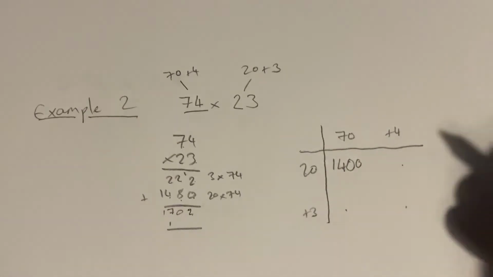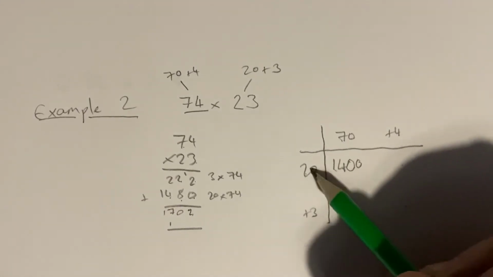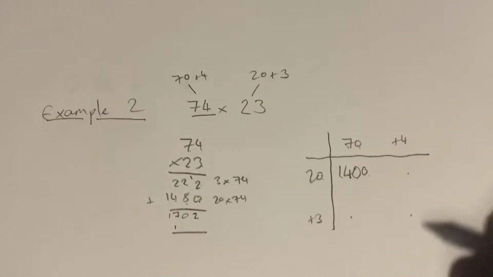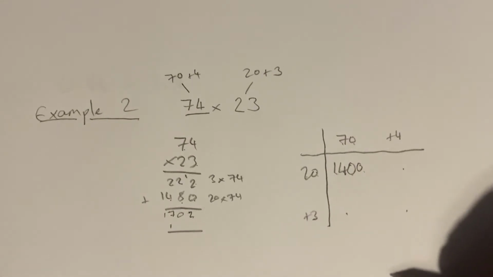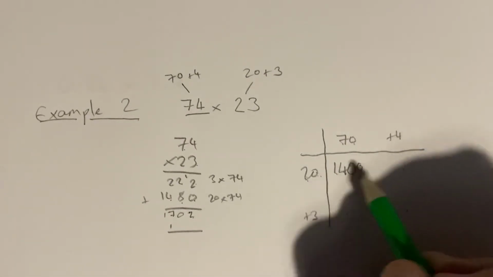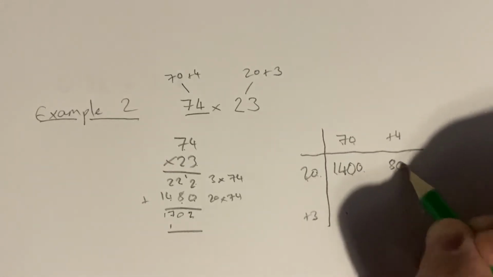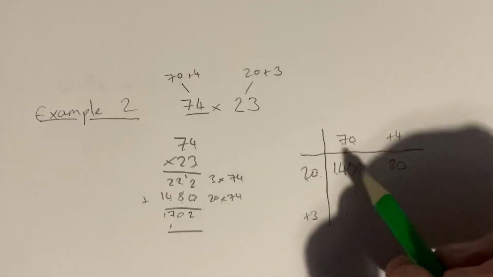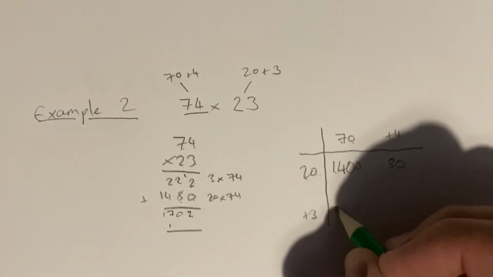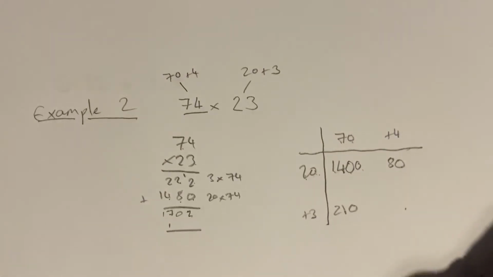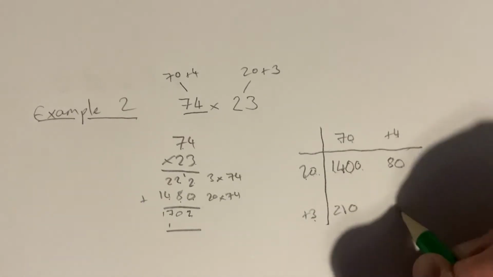Or, a very quick way of looking at that is 2 times 7 is 14, 2 zeros in the question, 2 zeros in the answer. Don't tell your maths teacher I said that. Next one, 20 times 4. Well, 2 times 4 is 8, and a 0. 70 times 3, 7 3s are 21, and a 0 at the end. And 3 times 4 is 12.